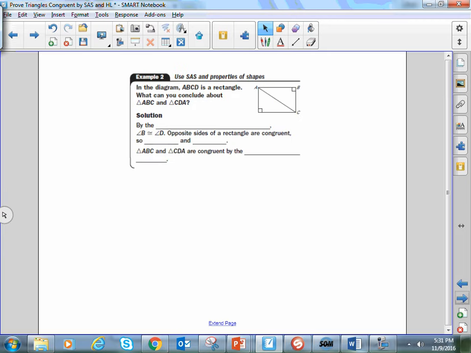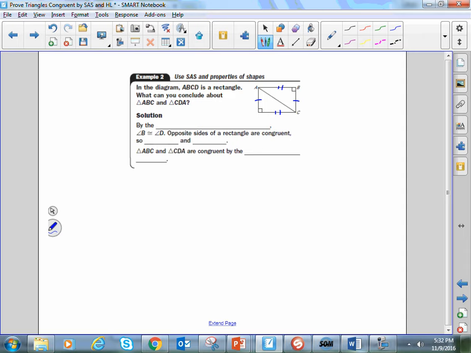Here in the diagram, we have a rectangle. What can I conclude about triangle ABC and CDA? Essentially we have a rectangle that we're constructing a diagonal in, and we want to know what we can conclude about the two triangles. Before we start thinking about how to prove it, let's not look at the solution. The solution is there as a framework to help you figure things out. But when you actually have to do this on an assignment or a quiz, that stuff isn't there. So let's pretend it's not for the time being and ask, what do I know about a rectangle? Well, the opposite sides in a rectangle are the same.